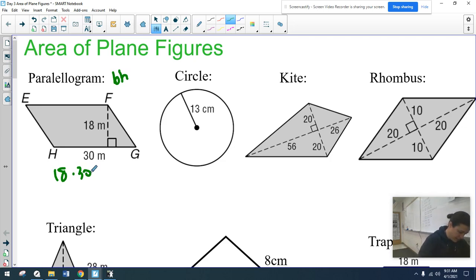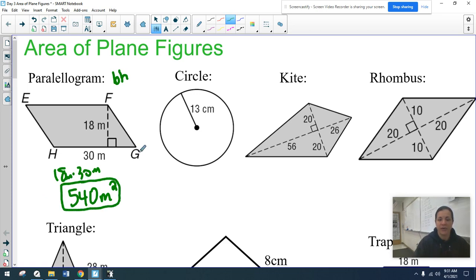So 18 times 30 is 540. Now, keep in mind that area is meters squared. The reason it's meters squared is because it's 18 meters times 30 meters. So meters, m times m, or like x times x, is x squared. That's why you're going to have something like that. Volume, when we get the volume, it's going to be three things: base times width times height. So that's why volume is always cubed. Okay, so that's all you have to do for a parallelogram.